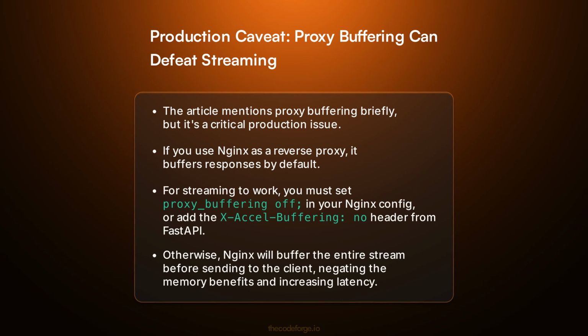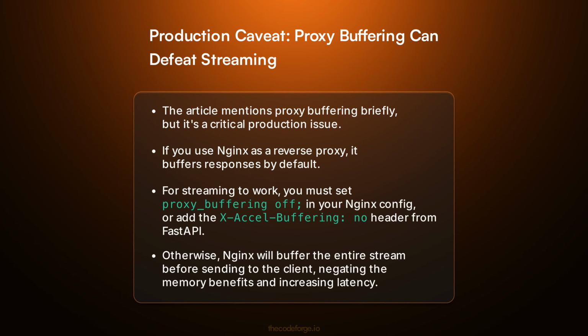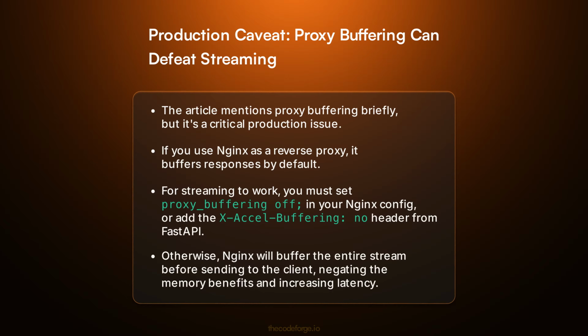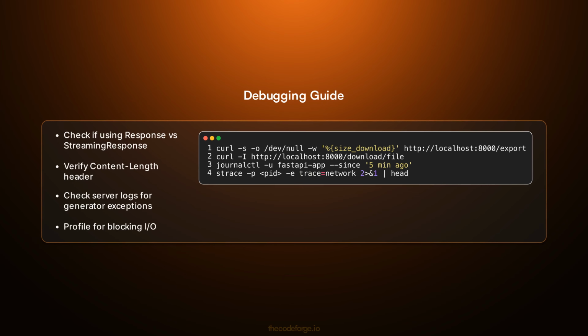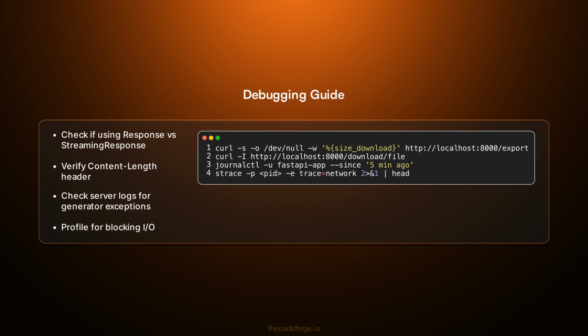The article mentions proxy buffering briefly, but it's a critical production issue. If you use Nginx as a reverse proxy, it buffers responses by default. For streaming to work, you must set proxy_buffering off in your Nginx config or add the X-Accel-Buffering: no header from FastAPI. Otherwise, Nginx will buffer the entire stream before sending to the client, negating the memory benefits and increasing latency. Use these commands to diagnose streaming issues. Check download size, headers, logs, and system calls to find the root cause.